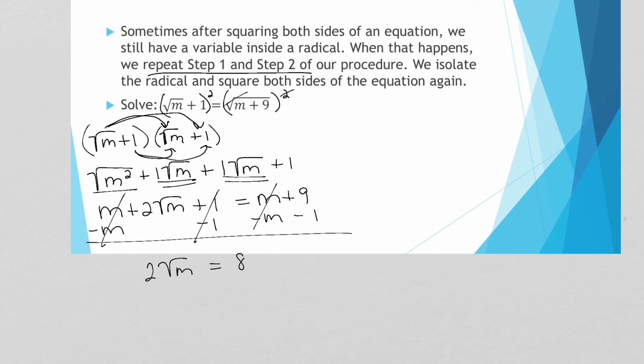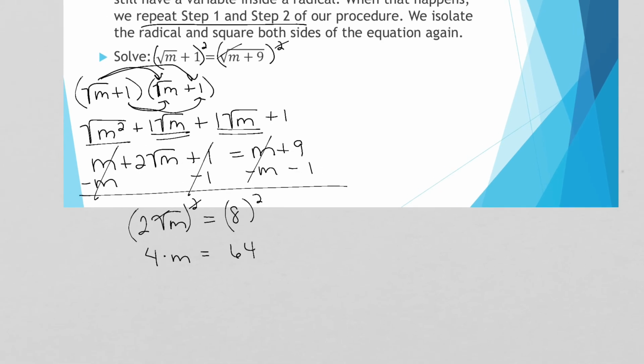All right, now I'm going to square both sides again. And remember, if you square this whole thing, you've also got to square the number in the front. So I've got 4, and then I've got times m. Okay, because remember that 2 got rid of that. So 4m is equal to 64. Divide by 4, m is equal to 16.